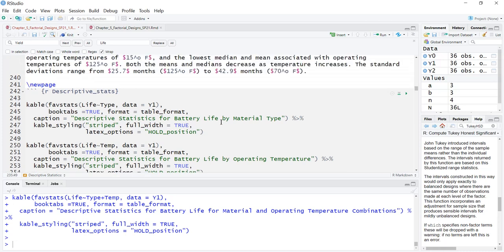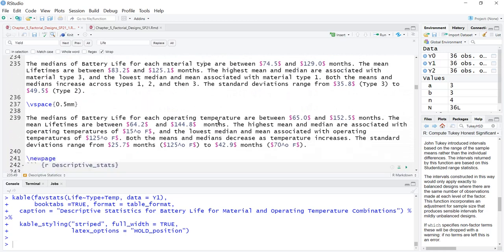If the interaction term is significant, then we're not interested in just the material or just the temperature. We have to be interested in combinations of the material and temperature. That's the only way we can discuss it if interaction is important.